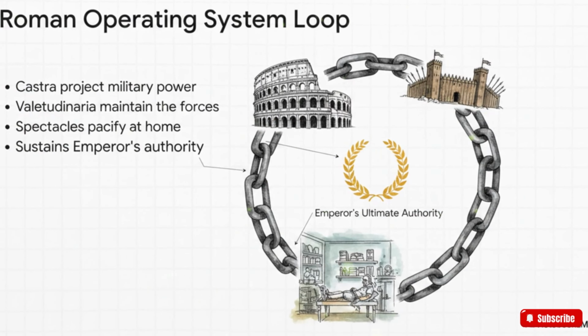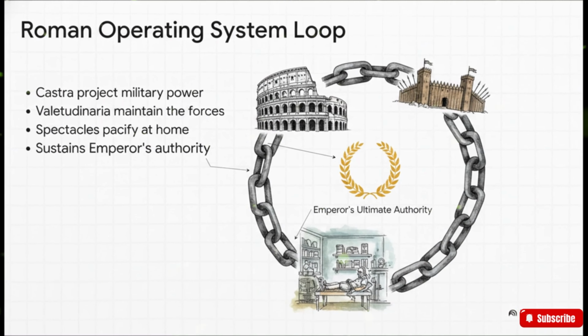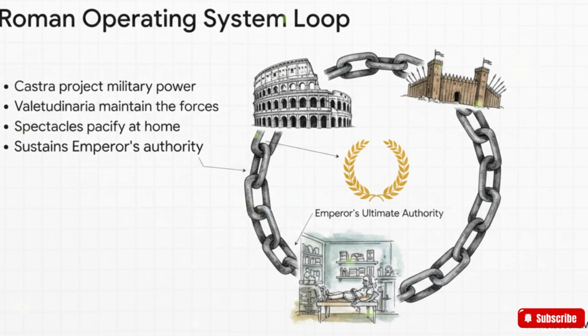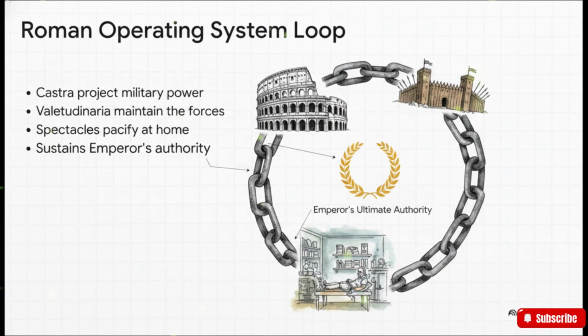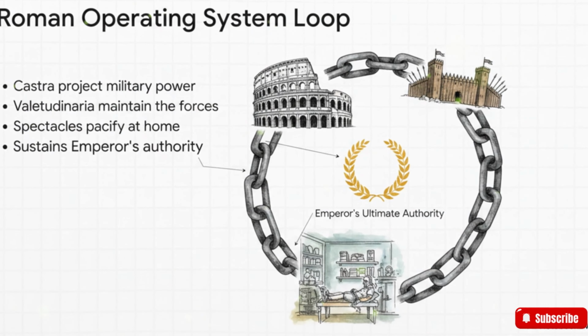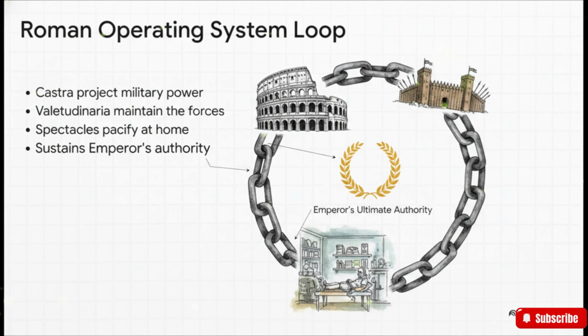So, here is the operating system loop in its entirety. The castra are the mobile power cores projecting military force and administrative order into new territories. They are the sharp end of the spear. The valetudinaria are the maintenance bays, ensuring that the human components of the military machine are repaired and returned to service. And the Colosseum, that's the engine of spectacle, managing the attention and emotions of the massive population at home. The camps project power, the hospitals maintain that power, and the amphitheaters distract from the brutal realities of that power.